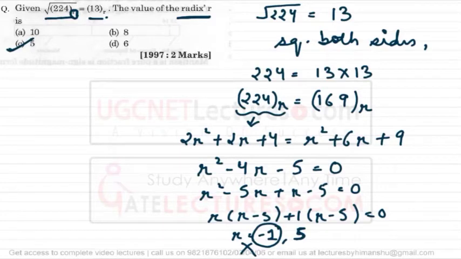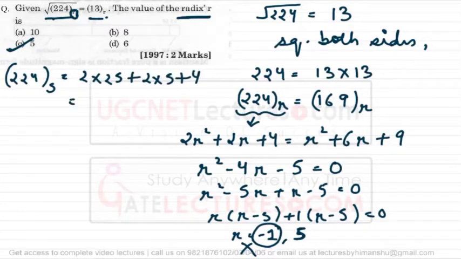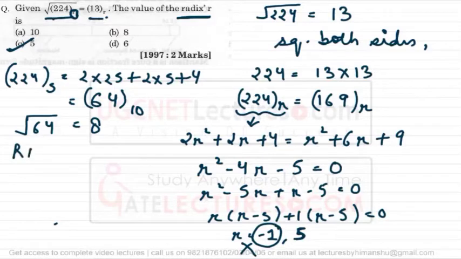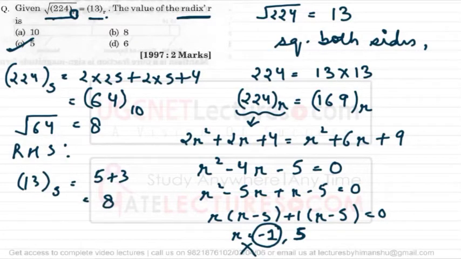Also, you can verify your answer by converting both these numbers into the decimal number system. Let's check it quickly. 224 base 5 in decimal is 2 into 25 plus 2 into 5 plus 4. It comes out to be 64 in base 10, and we all know root 64 is 8. Now look at the RHS. 13 in base 5 is going to be 5 plus 3, which is 8. Fine. So this means that our answer is correct.